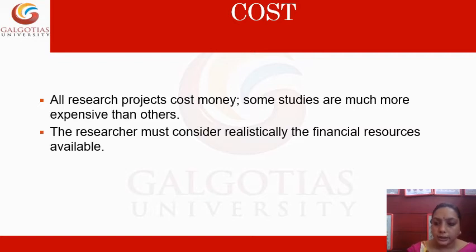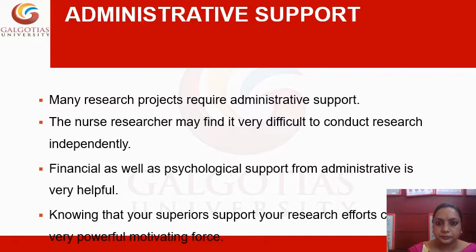Then cost. Yes, we have to be cost effective. All research projects cost money. Some studies are much more expensive than others. The researcher must consider realistically the financial resources available. We have to set all that criteria beforehand, that time is there, cost is there, then we have to choose a research problem based on that. Administrative support. Yes, nothing will happen if we are not having any administrative support.